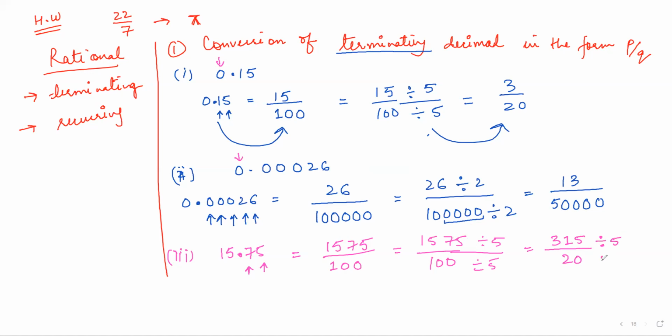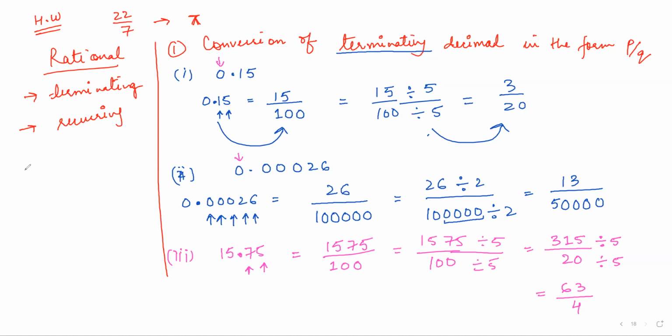Again, you divide them by 5, right? So this time 5 into 6 is 30, and then 15, 6 to 63, divided by 4. So this is the simplest form. You can keep on dividing if you think there is a common number between numerator and denominator. You can divide it 2 times, 3 times till you get the simplest form.